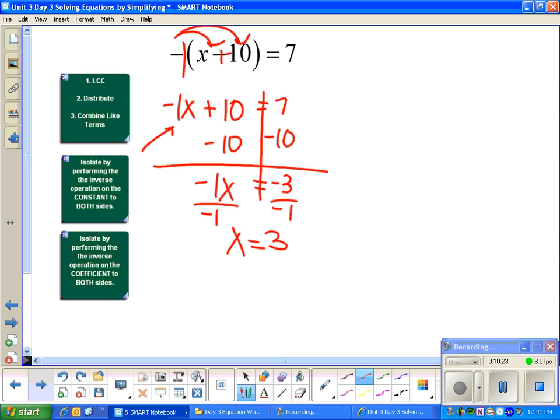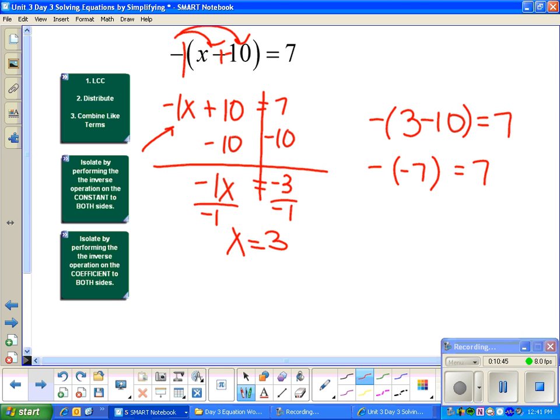I wonder if I'm right. Let's see, I'm going to plug a 3 in for x. 3 minus 10. I'm going to do my parentheses first. That gives me -7. So the negative of -7 equals 7. And the negative of a negative is a positive.